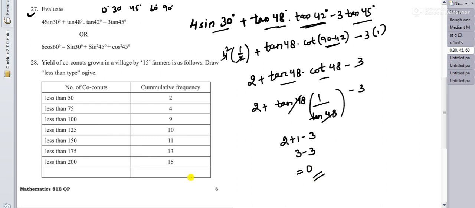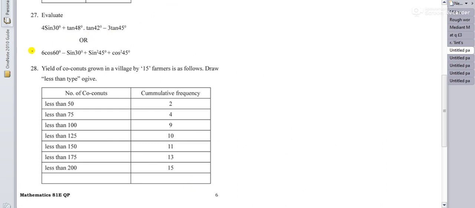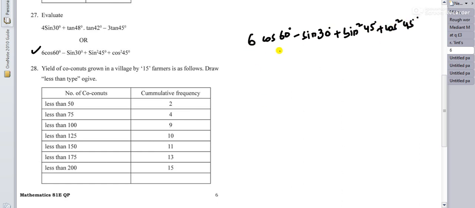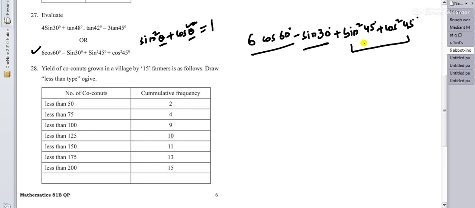Moving to the OR question now. Yes, so the OR question is similar to that. 6 cos 60 degree minus sine 30 degree plus sine square 45 plus cos square 45. Okay, so here and here you can't do anything, but if you look at these two, are they not equal to sine square theta plus cos square theta? Yes. So what is the value of that? 1, because theta is same here, 45 and 45, so you can directly write there 1.